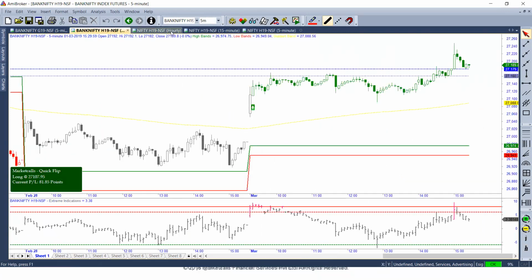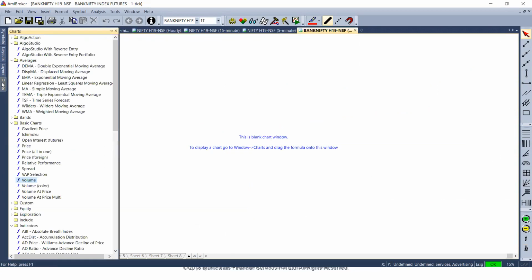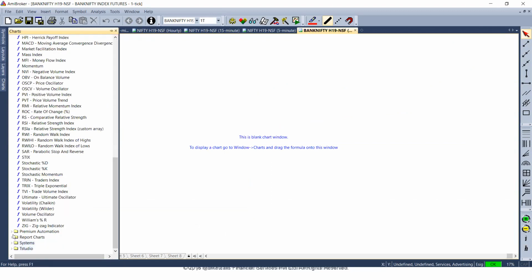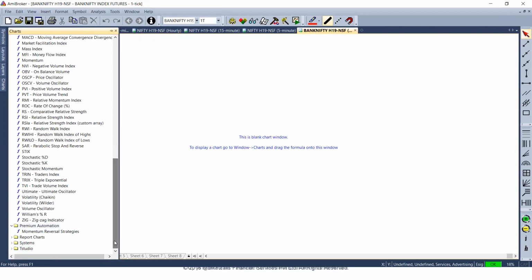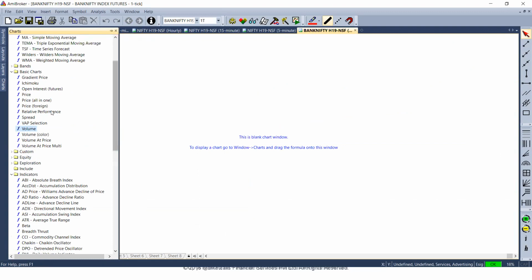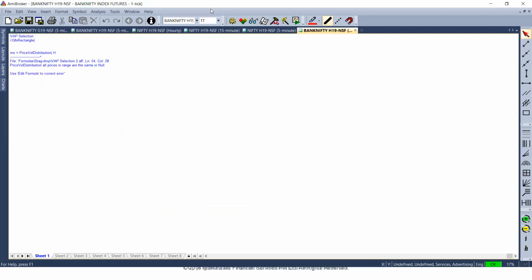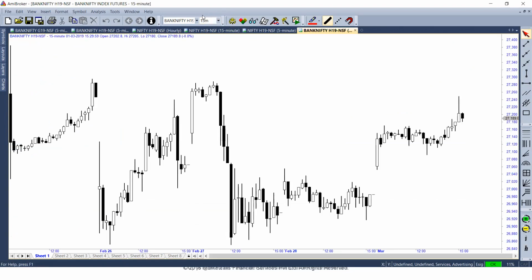Maybe this is not the case. Kept under VWAP selection. Yeah. Let's say 15-minute charts in Nifty futures.